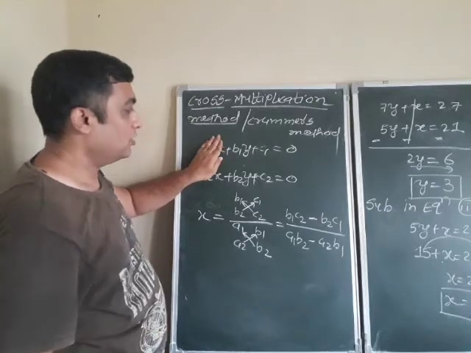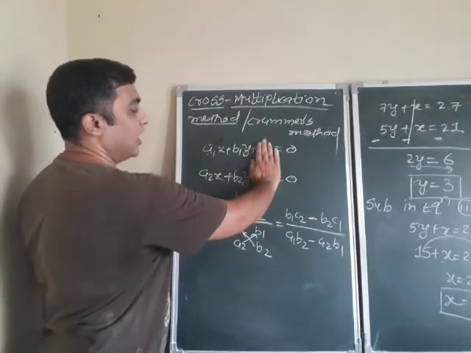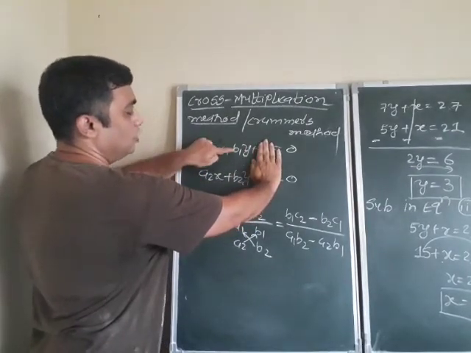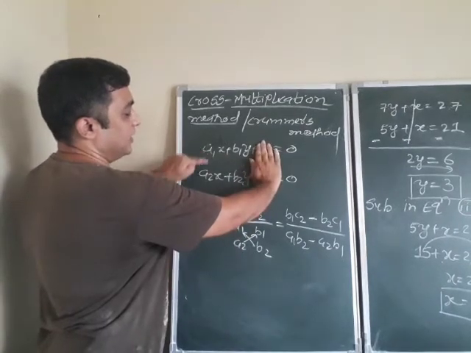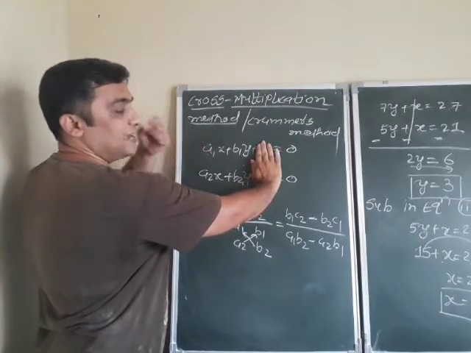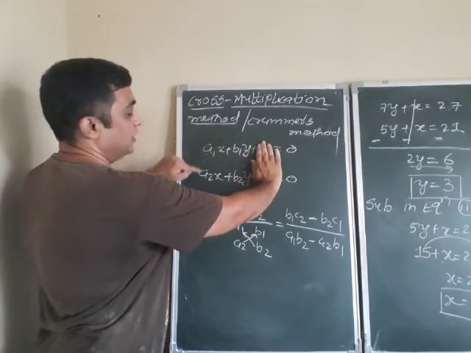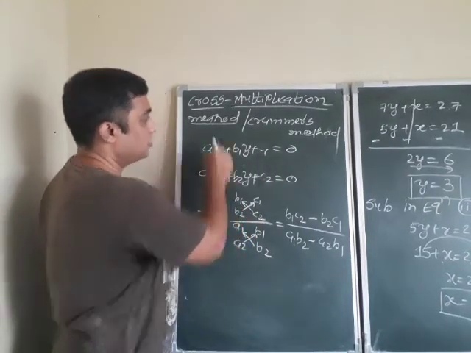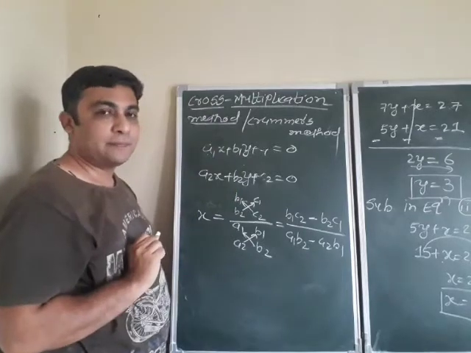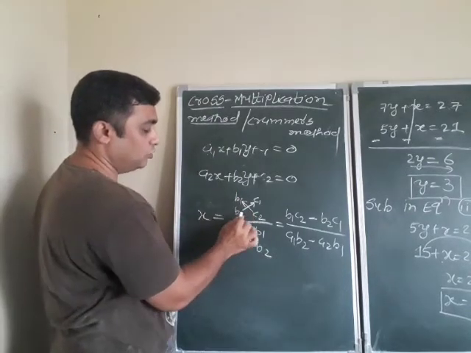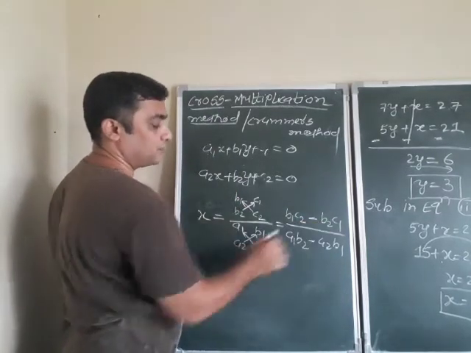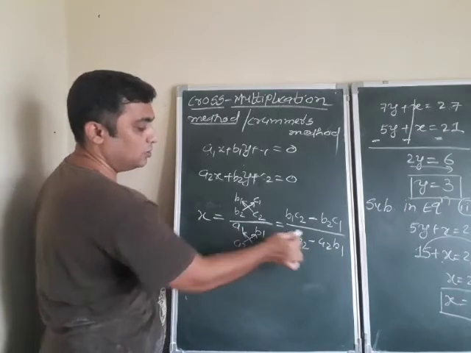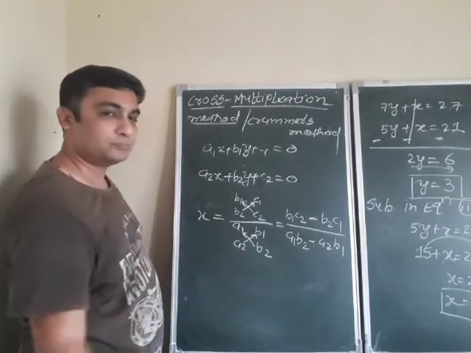Yes or no? Hide the constants. a1 a2 b1 b2. The denominator will always be this, in both x and y. In x and y, the denominator is this only: a1 a2 b1 b2. Then do the cross multiplication. So the method is called the cross multiplication method. So b1 c2 minus b2 c1 over a1 b2 minus a2 b1.